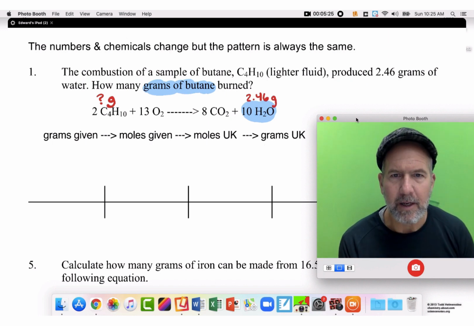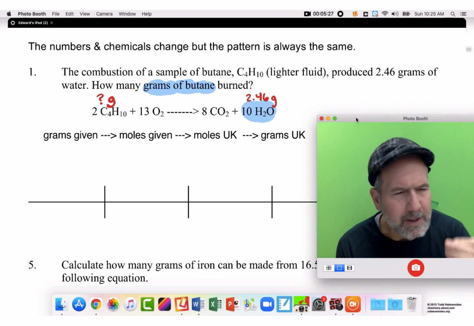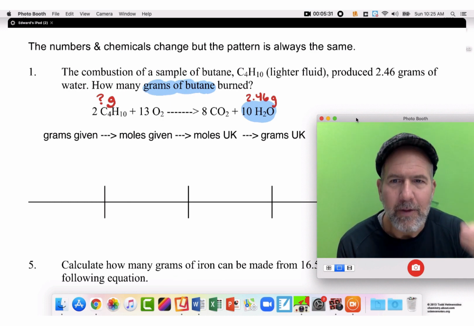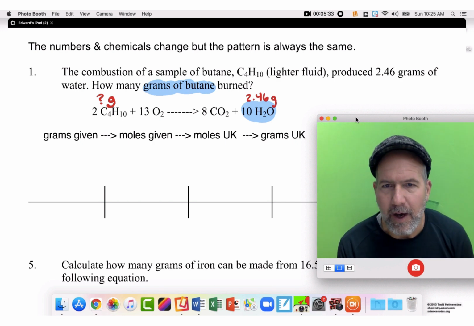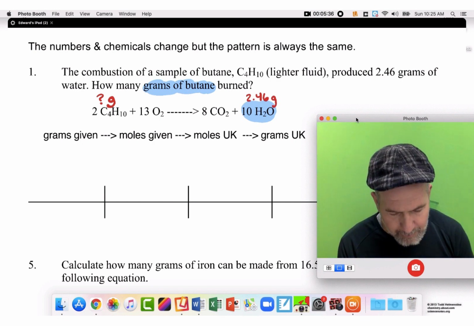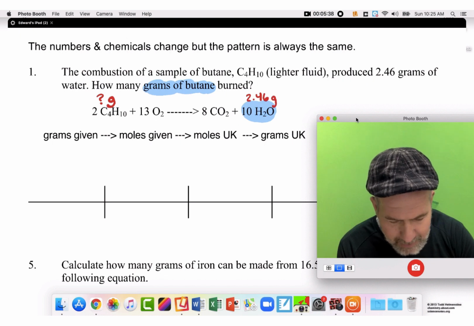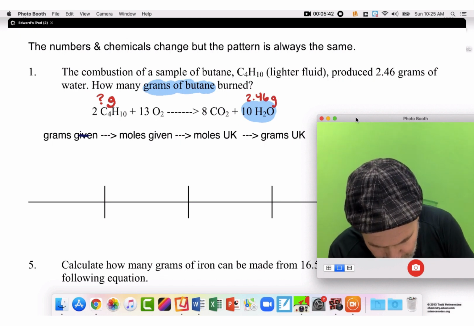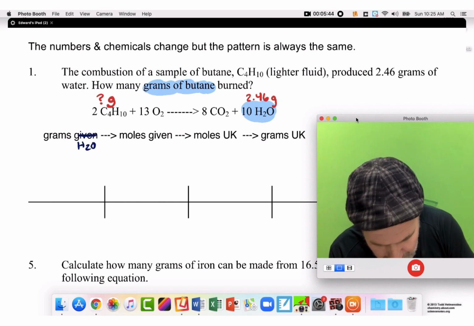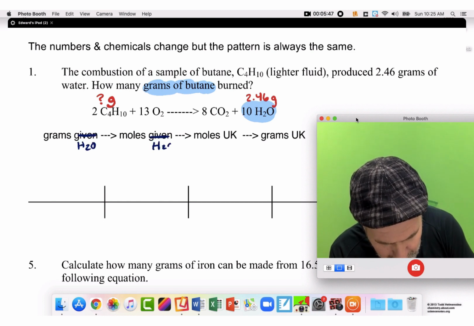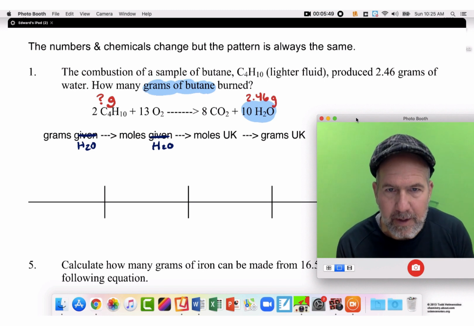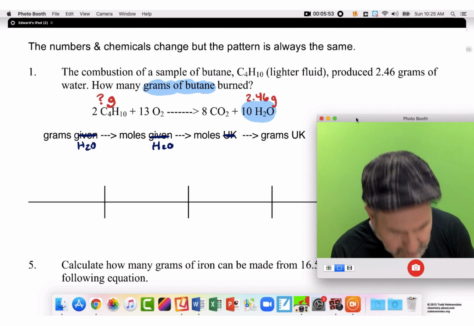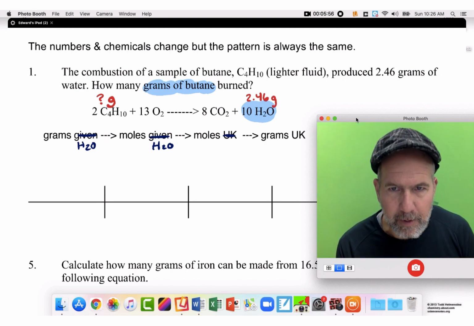The butane. You only use two formulas in this factor label table. You can only use two at a time: the given and what you're trying to find. All right. You don't have to do this every time, but I'm going to replace the word given with H2O, because that's what I'm given. I'm going to replace the term UK, short for unknown, with butane.